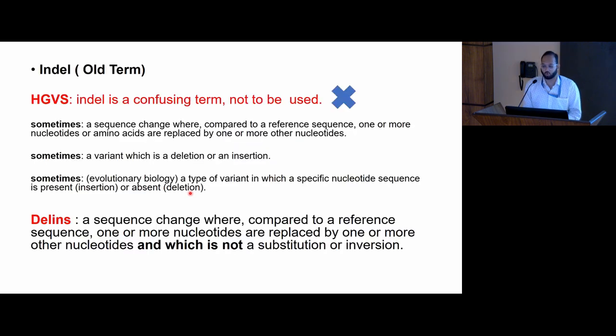So the old term for delins, like Neha ma'am also mentioned, was indel, but it was quite a confusing term, because we are not sure whether it is an insertion or deletion, or simultaneous insertion deletion. So we used it in multiple manners. HGVS said it is a very confusing term and should not be used, and they gave us the term delins, where, compared to a reference sequence, one or more nucleotides are replaced by one or more other nucleotides, and which is not a substitution or inversion.